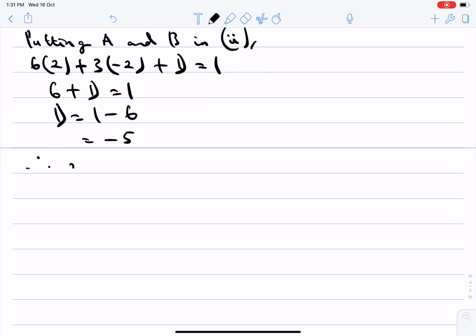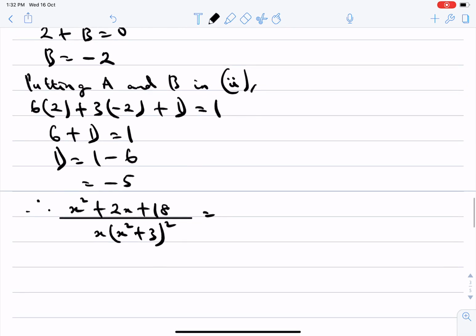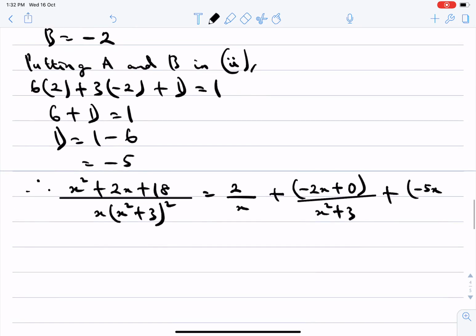Therefore, x squared plus 2x plus 18 divided by x times x squared plus 3 all squared is equal to a, which is 2, that's 2 over x, plus bx plus c, so I'm going to write it as minus 2x plus c, which is 0, over x squared plus 3, plus dx plus e. d is minus 5, so that's minus 5x plus e, and e is equal to 2, minus 5x plus 2 over x squared plus 3 squared.